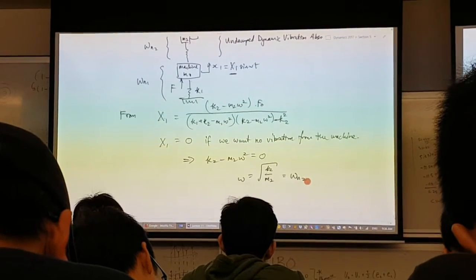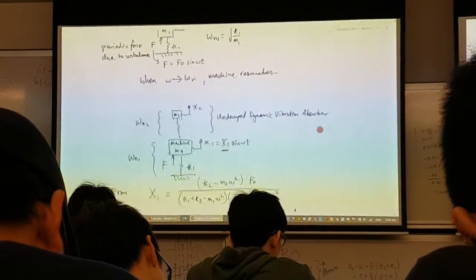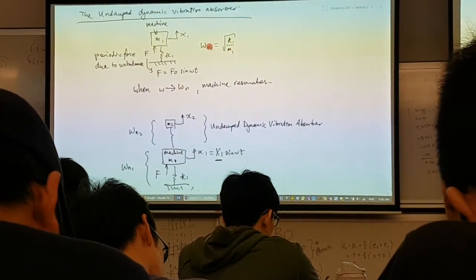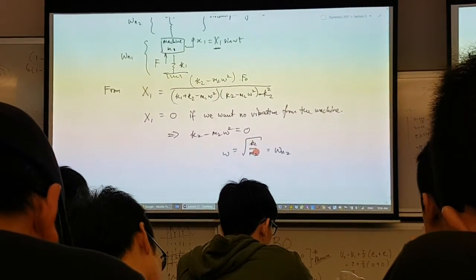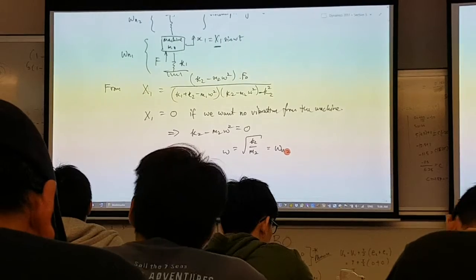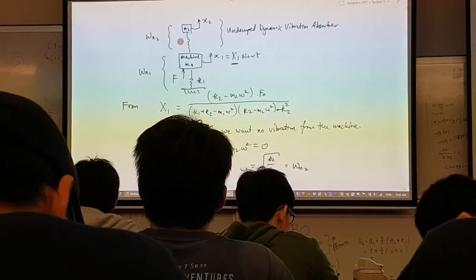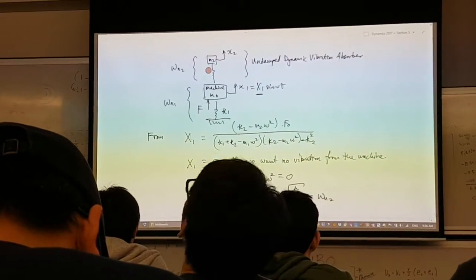Omega N2. So why is that so? That's because, wasn't it K1 over M1? Square root of K1 over M1, that's omega N1. So if you have square root of K2 over M2, that must be omega N2. So what is that? That is the resonance frequency of this top part.